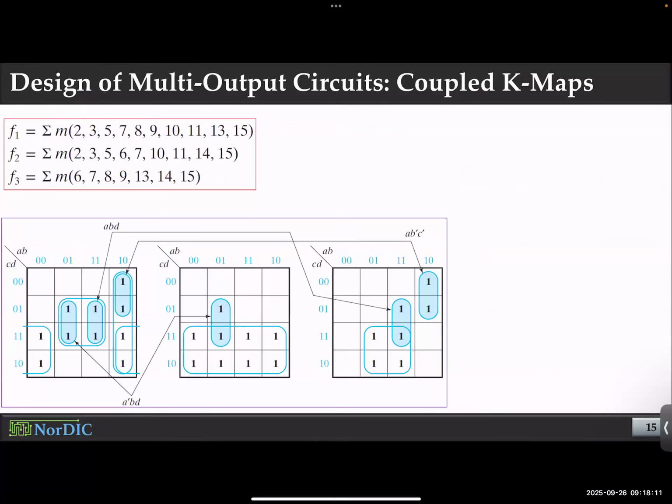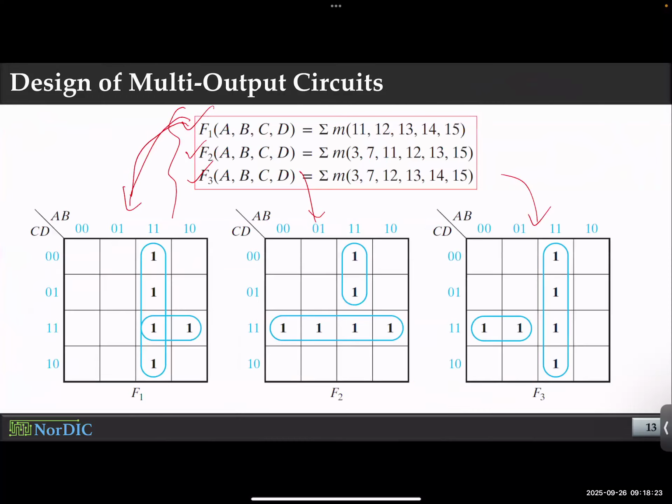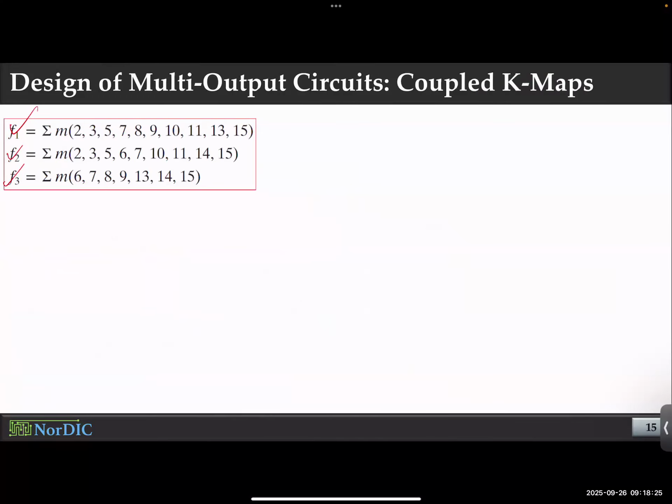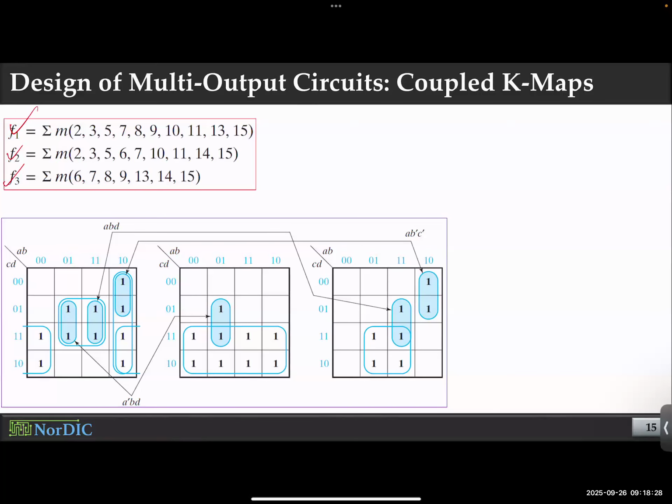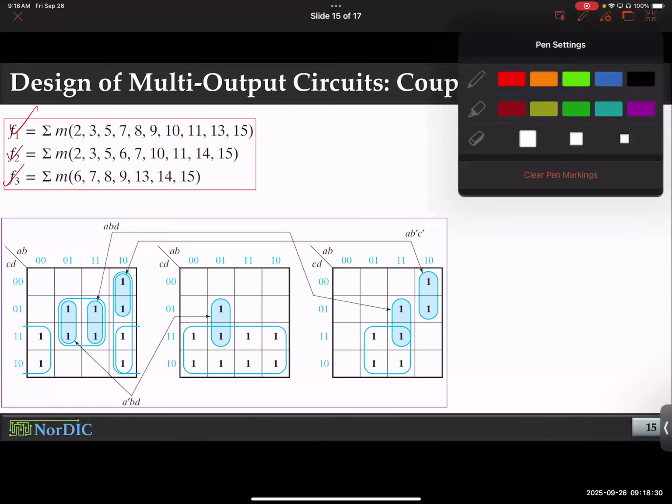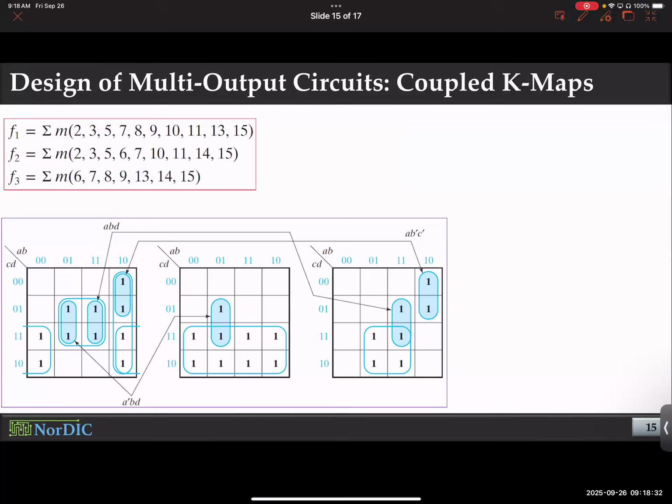I told you that we will talk about coupling K-maps. So when you have multiple outputs, for example, the exact same example that we saw in the last slide, or maybe different. Let me see. Yeah, it's probably a different example, but it doesn't matter. We take a different example here. And what you do is you start by treating them as independent outputs. So you make a K-map out of this function, a K-map out of the second function, a K-map out of the third function. I hope by now you know how to make K-maps, right?